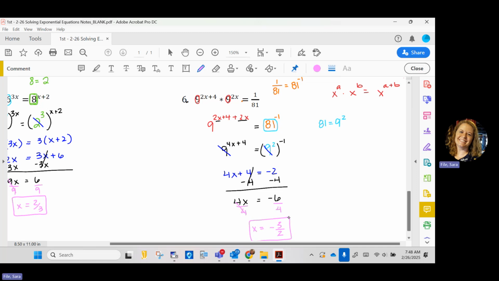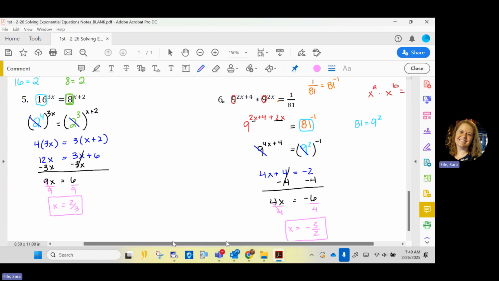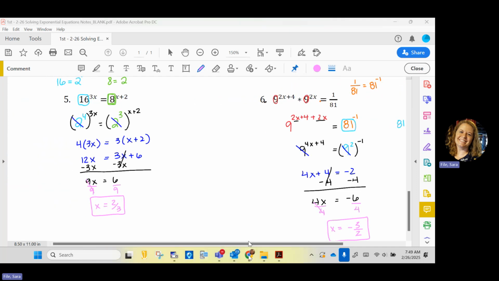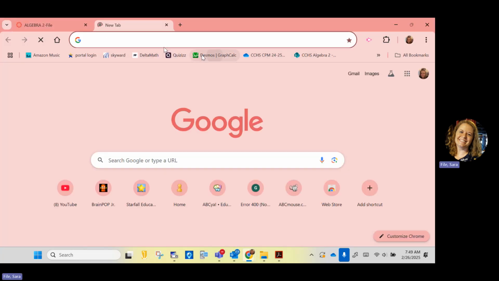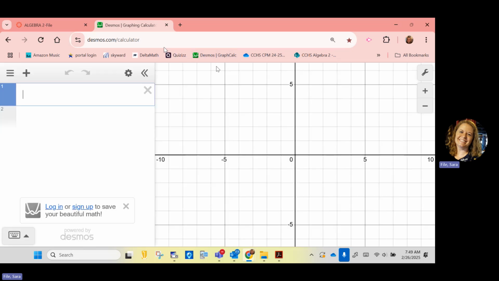Now I could take this and plug it back into the original to check. I'll show you Desmos on this one because this is a pretty complex one. So I'll pull up Desmos here, and we'll check it. I'll show you what that looks like.